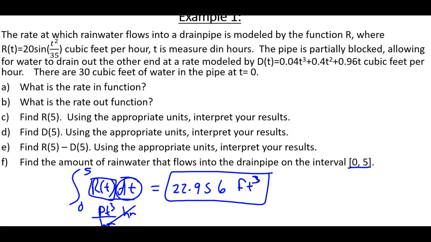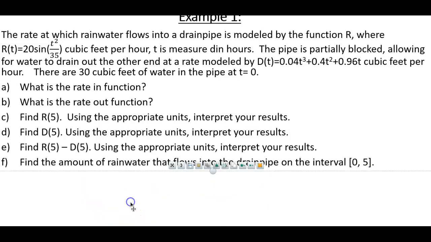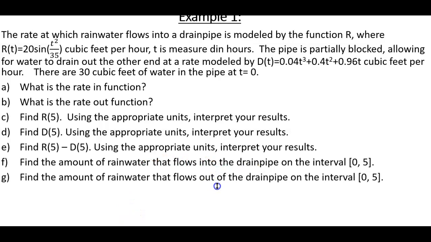That's what that means. I bet you guys could probably predict what's coming up next. Let's go ahead and take a look at the next question here. Find the amount of water that flows out of the drain pipe on that interval. So in that case, we're looking for the integral from 0 to 5, but this time of D of t, the rate out. If you integrate the rate at which the water is leaving the pipe over the time period, then that will tell you how much water overall left the pipe on that time period.